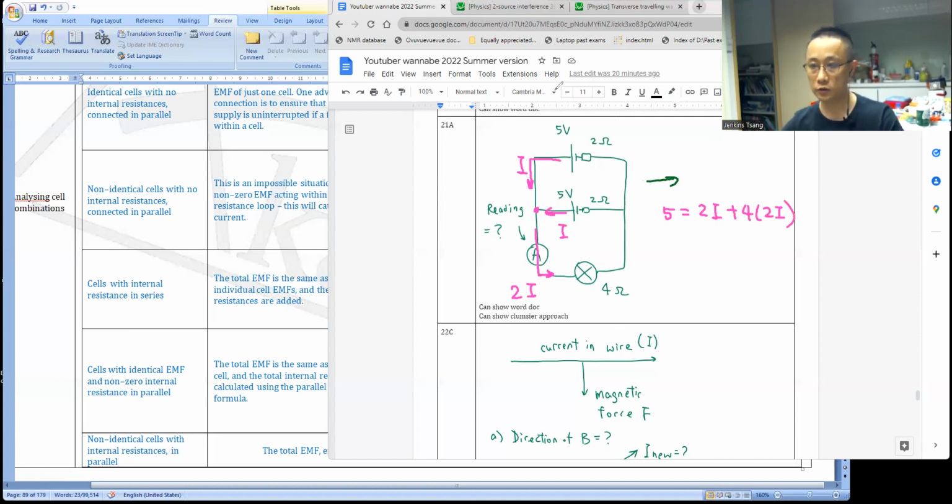This is the voltage loop, Kirchhoff's second law, the loop law. This is the source voltage. 2I is the potential difference across the internal resistance, and then the 4 times 2I is the potential difference across the bulb. If you continue to solve this question, you end up with 5 equals 10I, and then I equals 0.5. They want the current through the emitter, so you have to double that. So either way, the answer is 1, but I think the first approach is clearly faster.